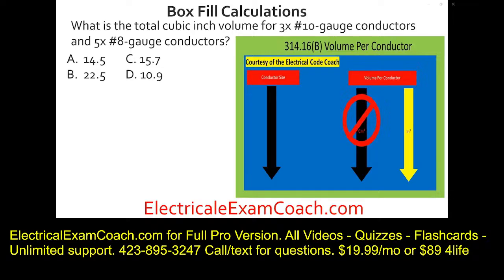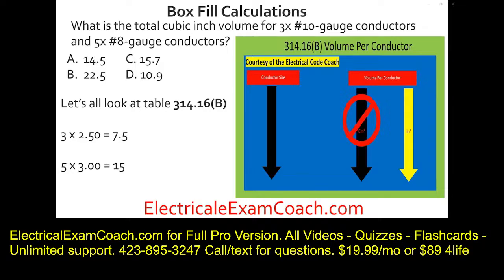What is the total cubic inch volume for 3 10-gauge conductors and 5 8-gauge conductors? We head straight to our table. We do some math here. We bear out the 10-gauge conductors, then we bear out the 8-gauge conductors. We total those two back together, and we find that it's taking up 22.5 cubic inches, and we select B.